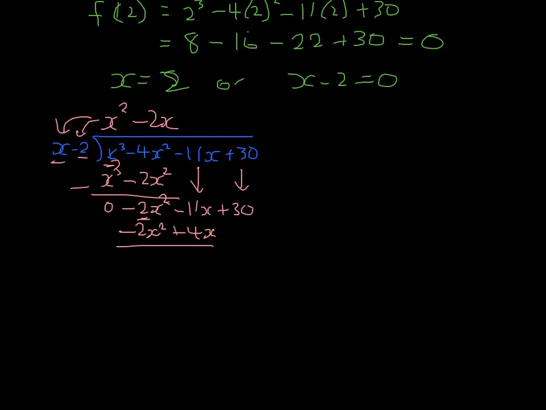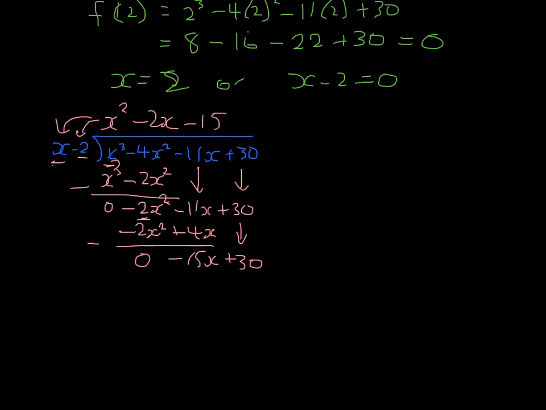So now what we need to do is take away. So negative 2x take negative 2x is 0. Negative 11x take away 4x is negative 15x. Then we bring down the 30 plus 30. Now we take the negative 15x down the bottom and divide that by the x out the front, which gives us negative 15 at the top.